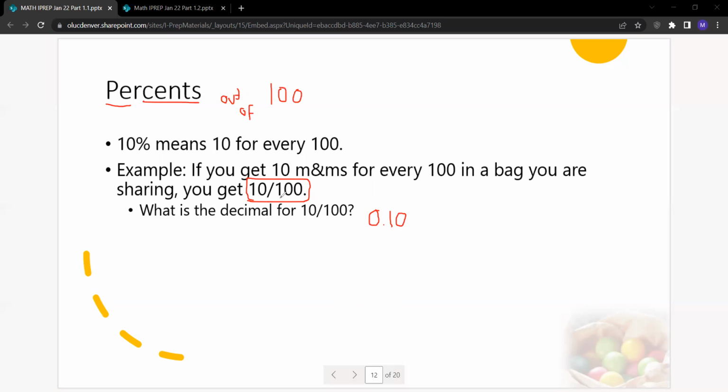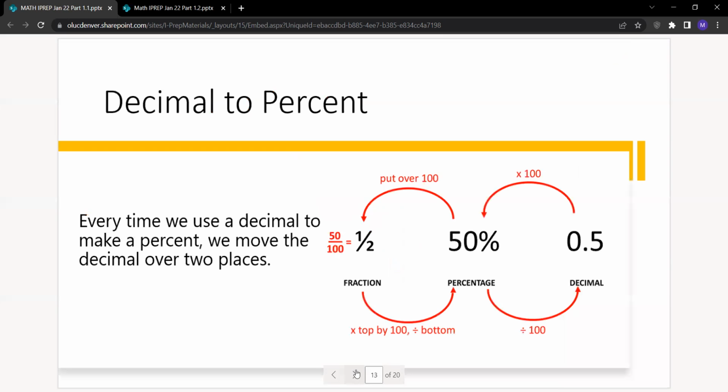And then we can go further into percentages, and we see that this is 10%. Because remember, percent is out of 100, so we have 10 out of 100, 0.10, and 10%, and these are all the same value. So here's kind of what we're talking about, how we move between fractions, percentages, and decimals.